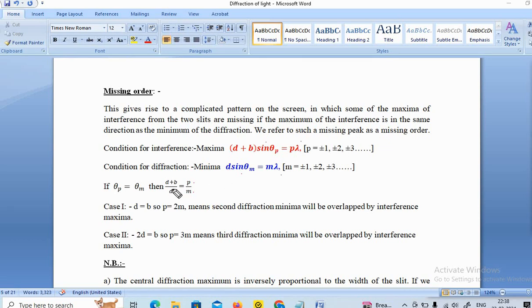Now the case is if b is equal to d. Then you will get 2d divided by d, so one can write p by m equals 2. What is the meaning of this? The meaning is that the second diffraction minimum will be overlapped by the interference maximum.